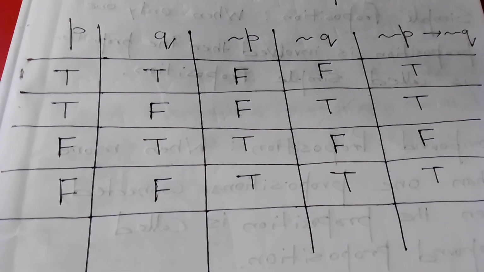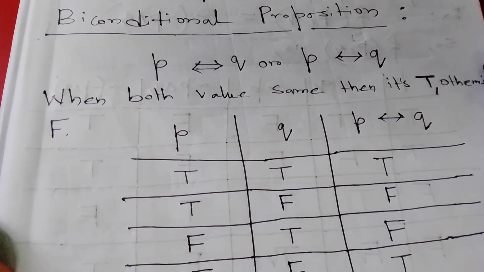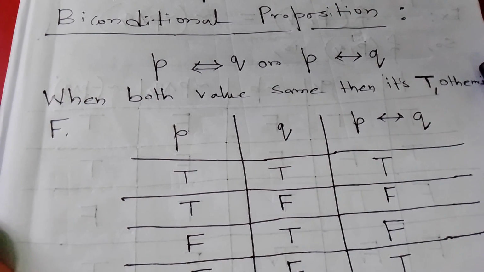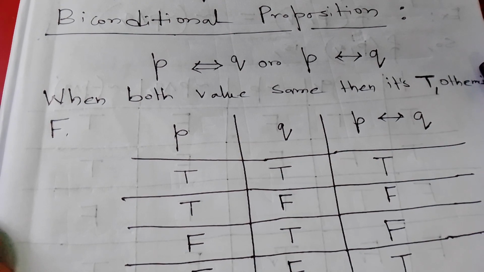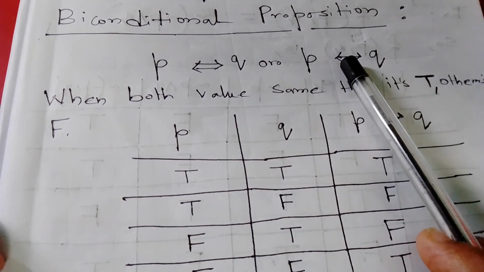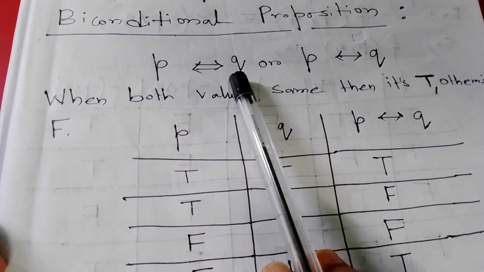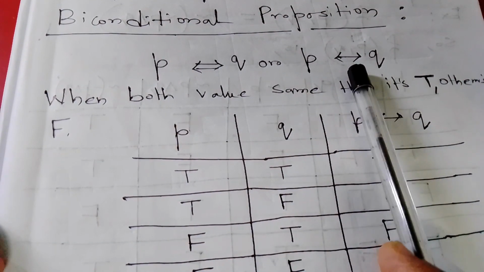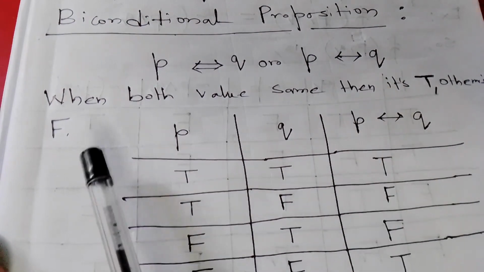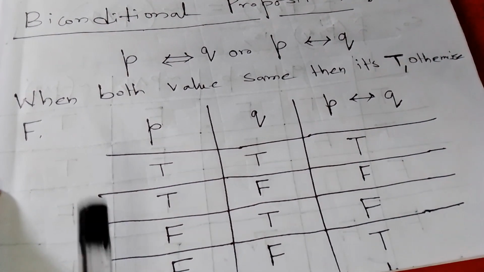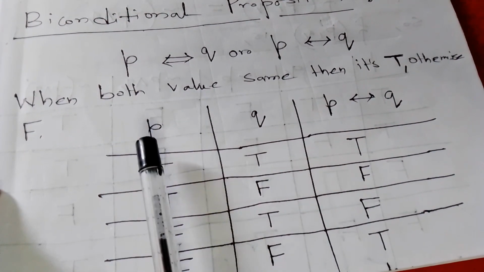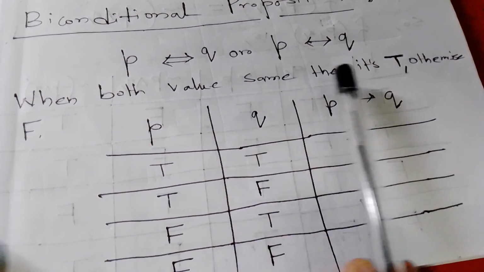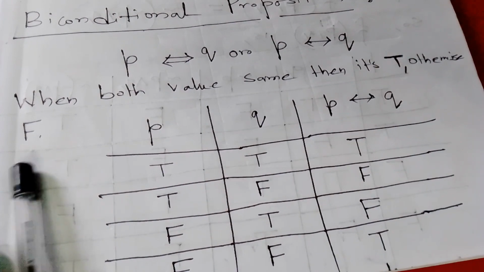And now this is the biconditional proposition. So there is another type of proposition that is called biconditional proposition, and that is denoted by this sign. So this is P biconditional to Q, or we can denote this by this sign also. And this truth table is as follows: when both the values of the P and Q variables are the same, then only it's true, otherwise it is false.